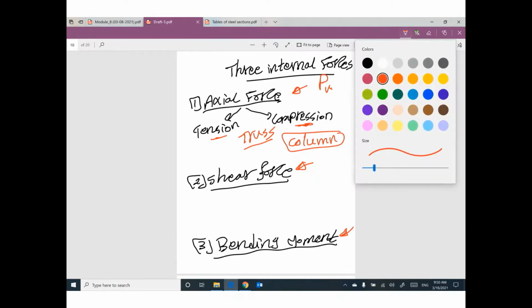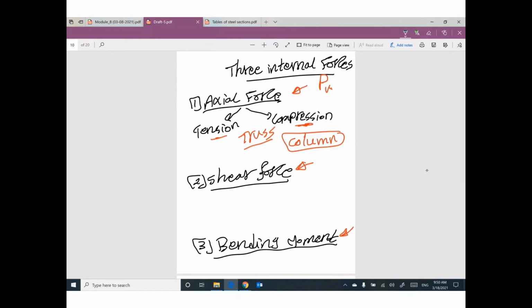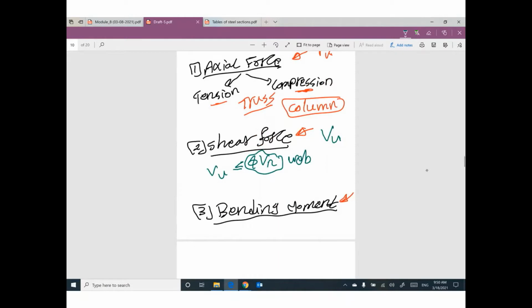Shear force diagram, from the diagram, I can get V ultimate. And we decided that V ultimate must be smaller than or equal phi Vn, which is mainly supported by web of the cross section. And also, we learned how to design beam. If you draw bending moment diagram, I can get the M ultimate. This M ultimate must be smaller than or equal phi Mn.